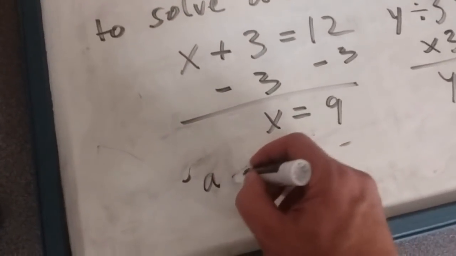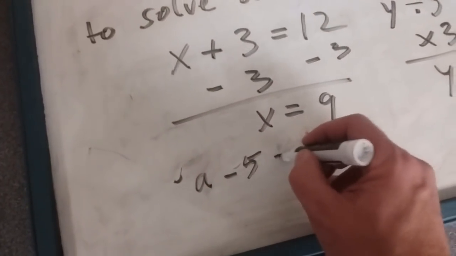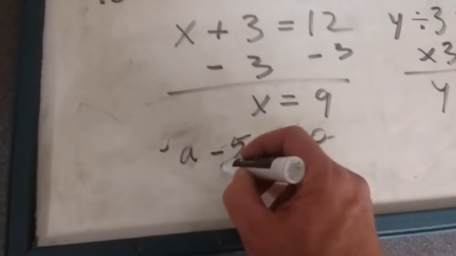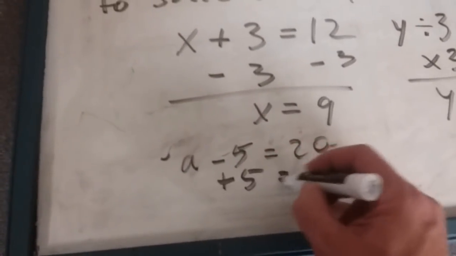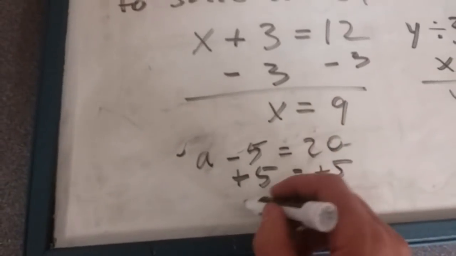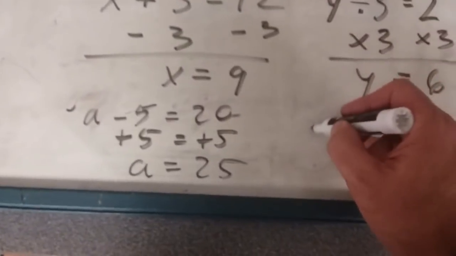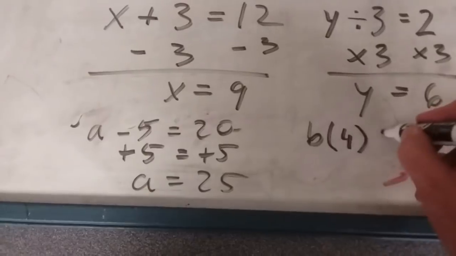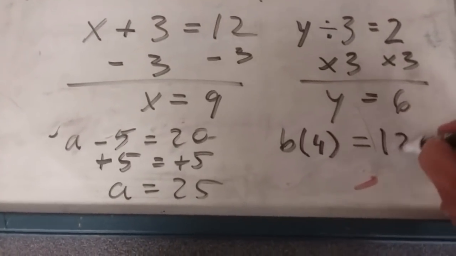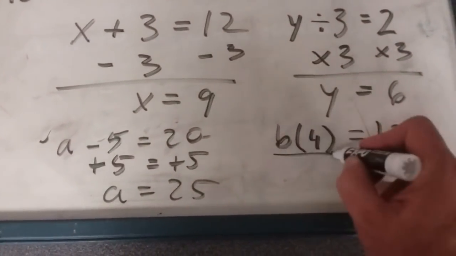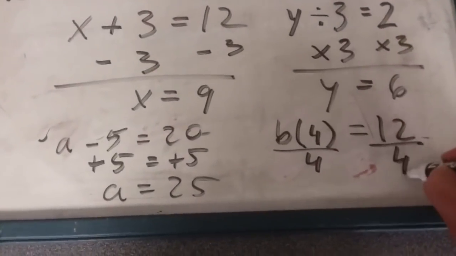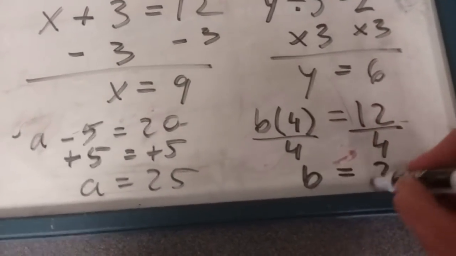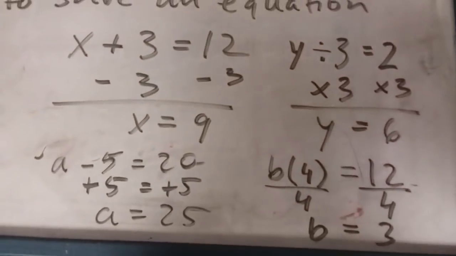If we had a minus 5 is equal to 20, we want to add, inverse operation, plus 5. So a is equal to 25. And then finally b times 4 is equal to 12. Divide. So we use the inverse operation. B is equal to 3. And that's simple solving equations.